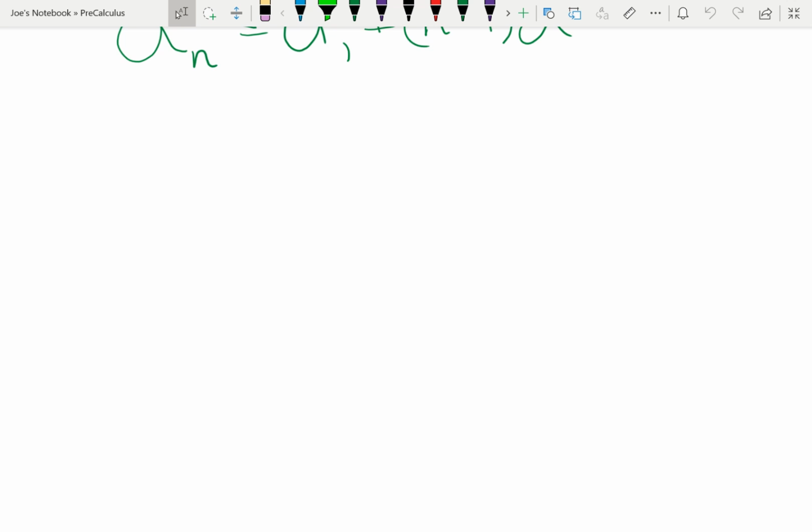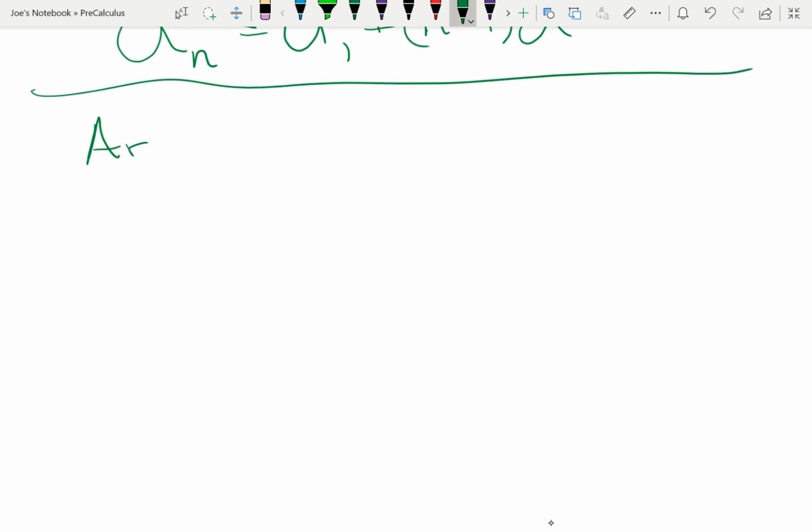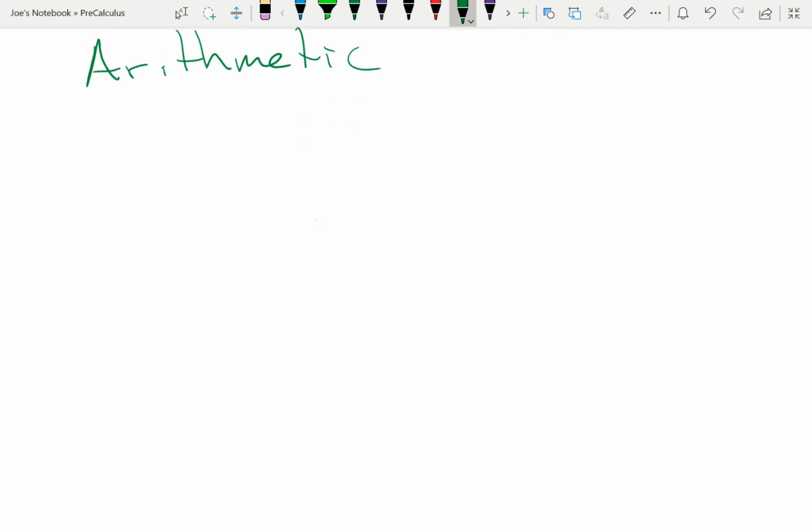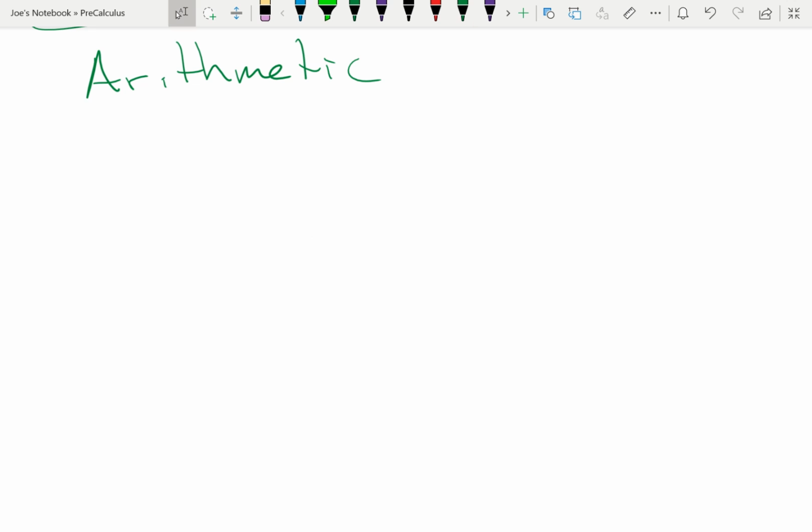We're going to have different sections. We're going to have arithmetic. I'm not saying it incorrectly; that's not the word arithmetic, right? It's an arithmetic sequence. It gets its name because each term happens to be the arithmetic mean of the numbers around it.